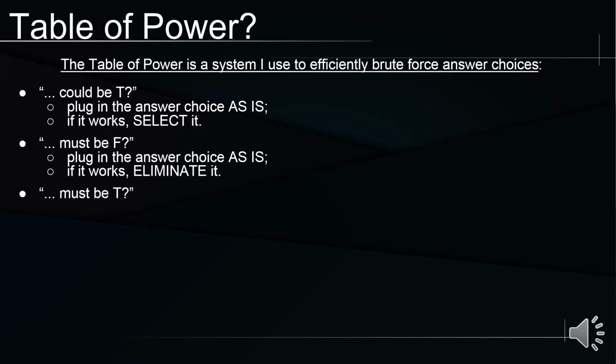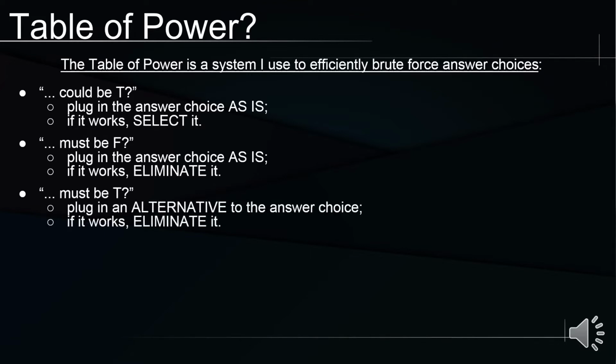The third element of the table of power is the questions about must be true. And these are kind of the big ugly. They are the ones that are the most work intensive and have, I think, the highest propensity for error. But what I do here on must be true questions is I plug in an alternative to the answer choice. And if I can get that alternative to work, I eliminate the answer. Instead of plugging in an answer choice as it is, the alternative is something that can be a little bit touchy.